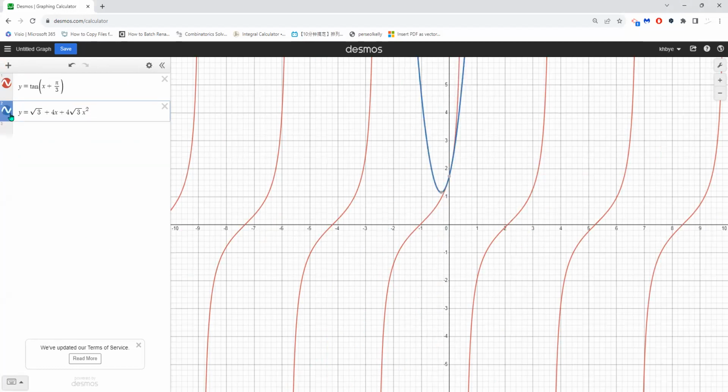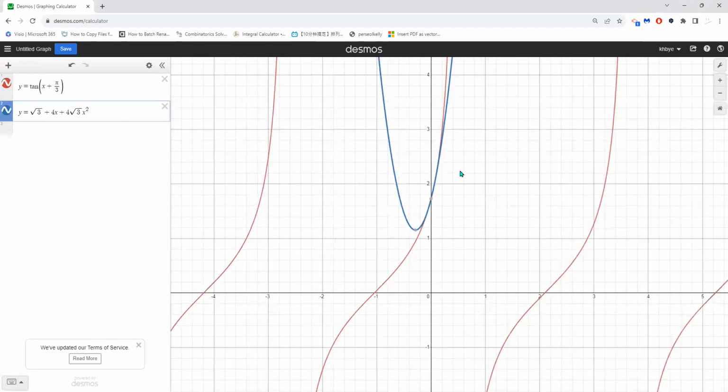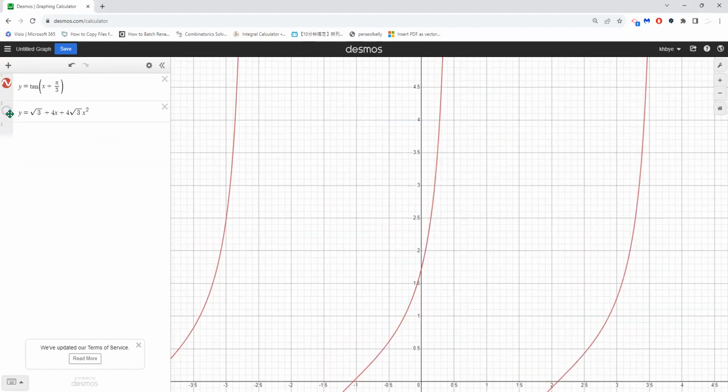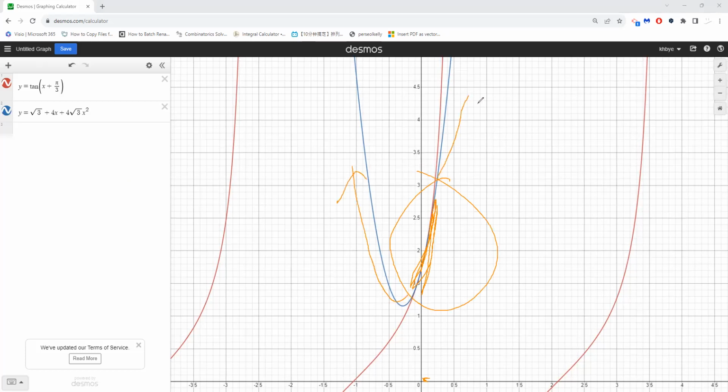What do you notice? You notice that this part is almost overlapping, right? For small values of x, very, very small values. So that just tells you that this is a good approximation of tangent x plus pi over 3. But beyond this circle, it's definitely a very bad approximation. It's getting worse and worse. Okay? Is it clear?